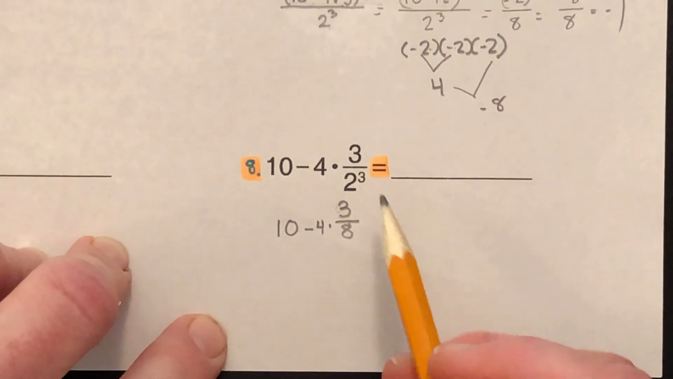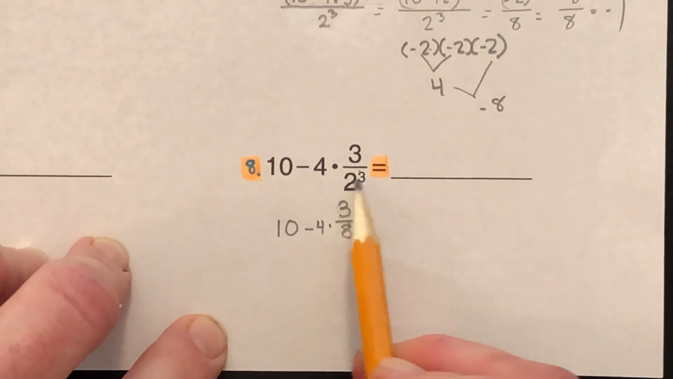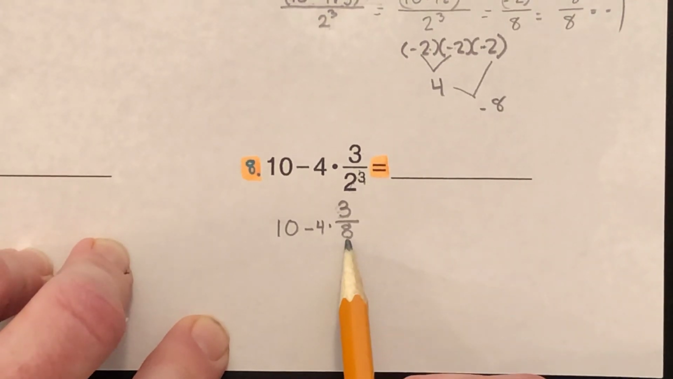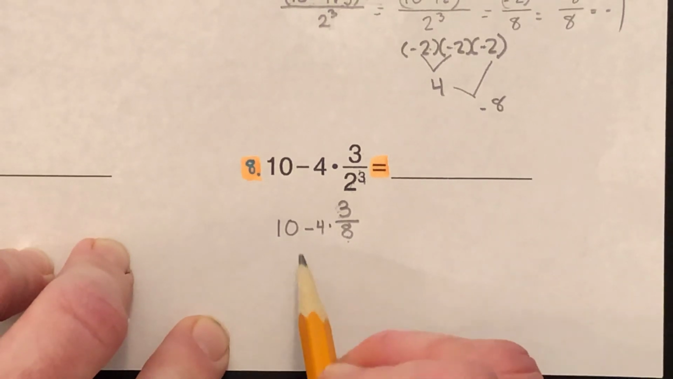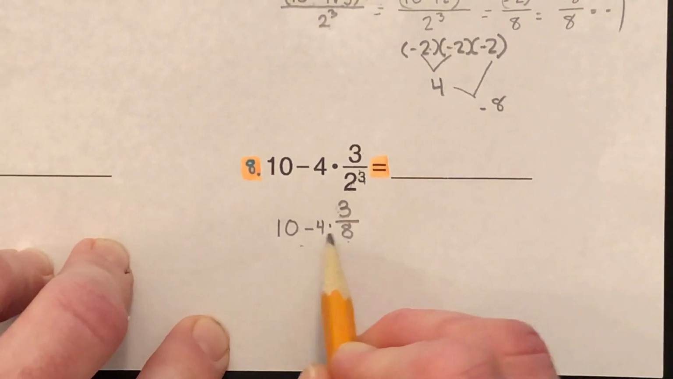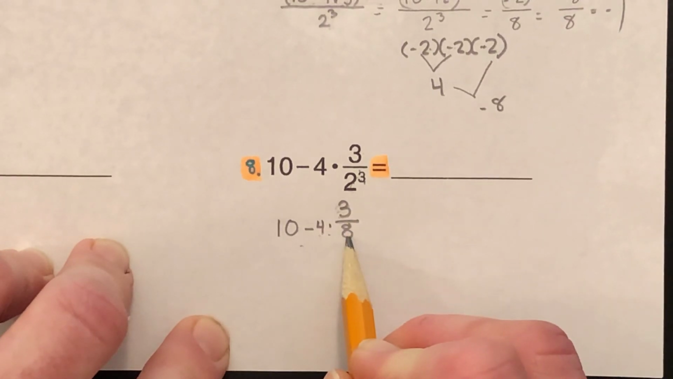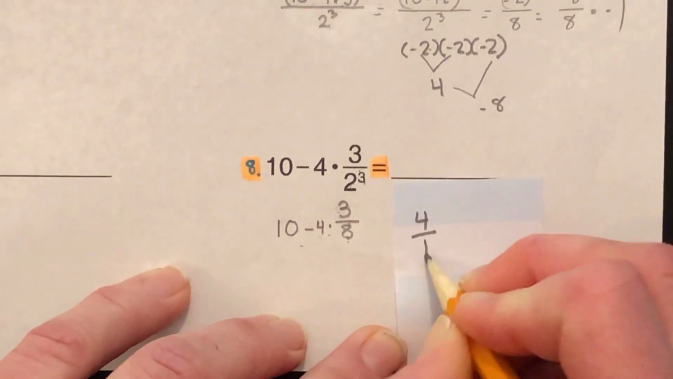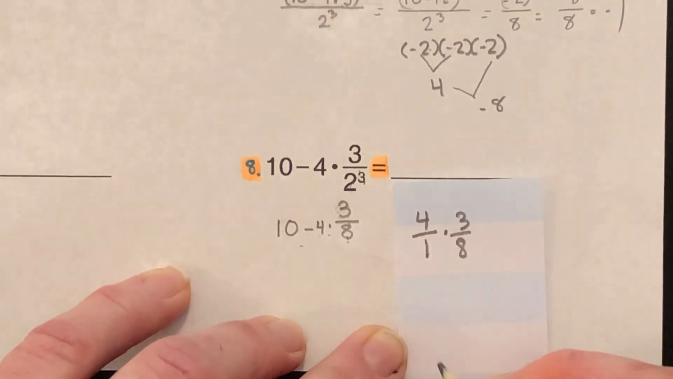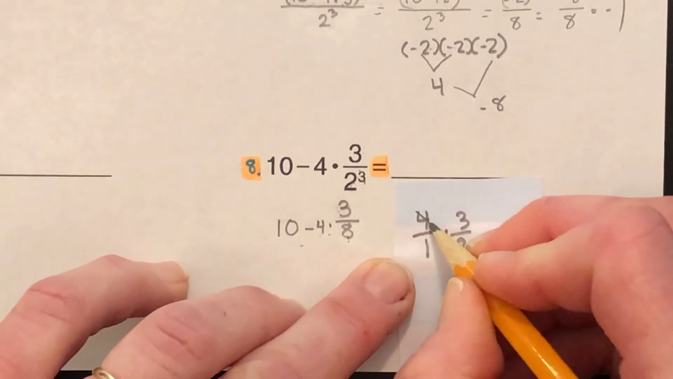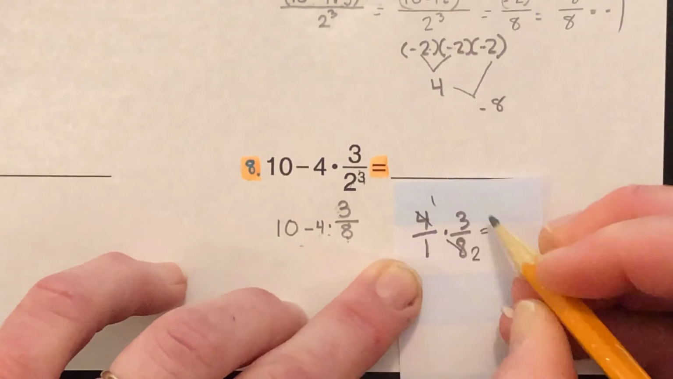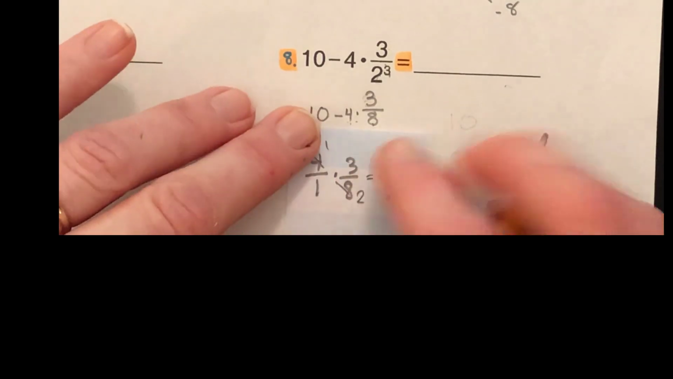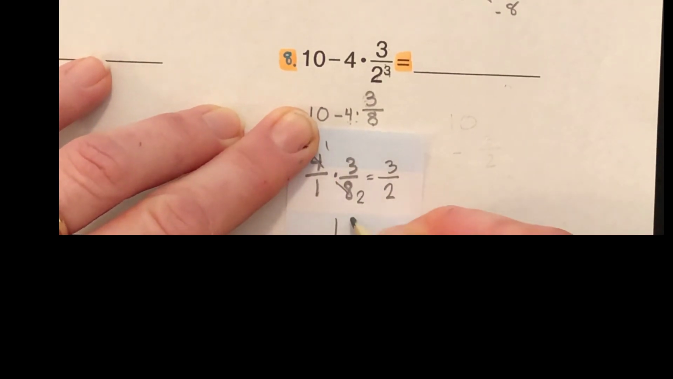10 minus 4 times, then we've got 3 divided by 2 cubed. That's the first thing we do, and I went ahead and multiplied it out, which is 8. So now I've got 2 operations. I've got subtraction, I've got multiplication. I do multiplication first, so I multiply 4 times 3/8. Just in case you have any doubts, 4 over 1 times 3/8. I can cross reduce. That gives me 3/2. I'm going to convert my 3/2 into 1 and 1/2.